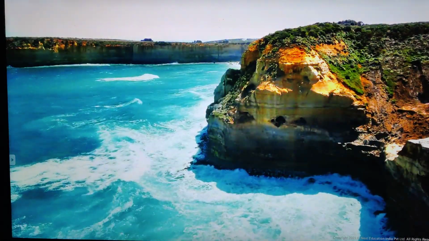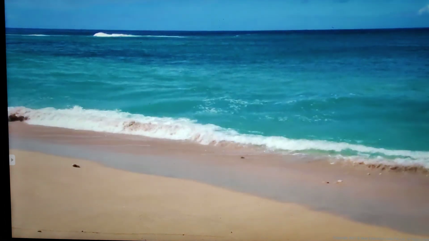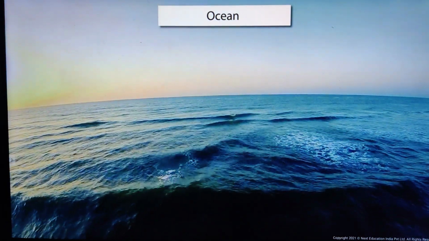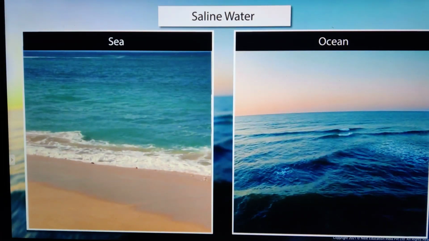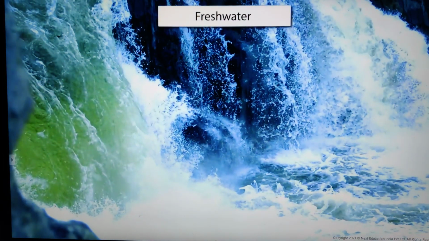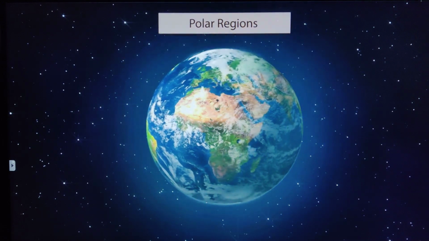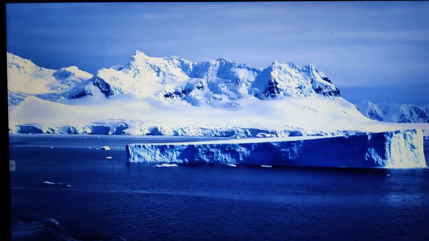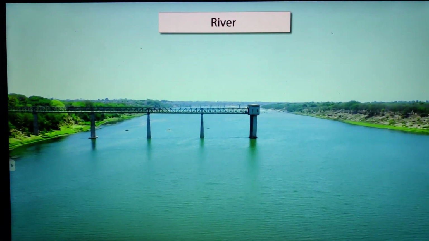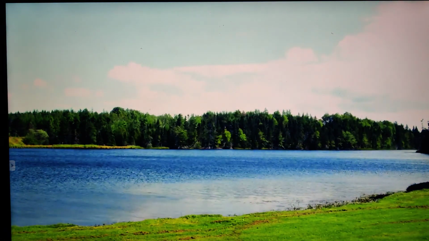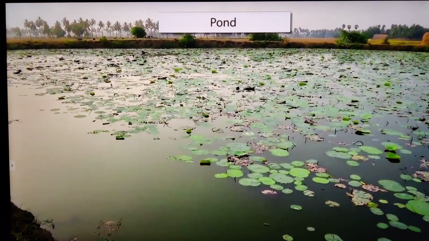Most of the water on the Earth's surface, found in seas and oceans, is saline. Fresh water is found frozen in the ice caps at the two poles, on snow-covered mountains, and in rivers and lakes and ponds.